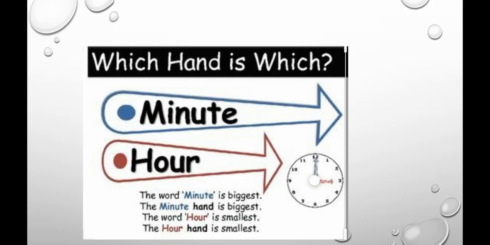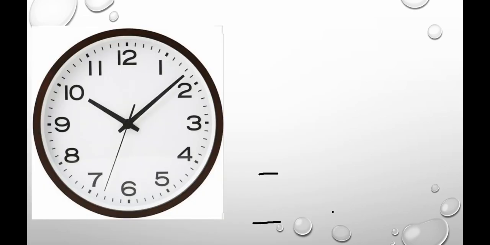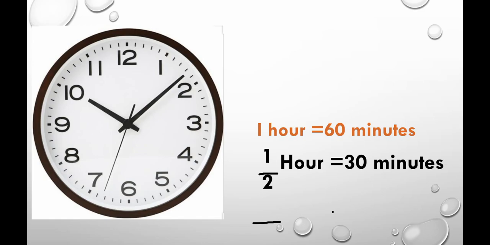Just a trick to remember which hand is which. Minute is a long word, so it is the longest hand. Hour is a small word, so it is the smallest hand, the hour hand. That is hour hand and minute hand, just to remember. Now in a clock, 1 hour is equal to 60 minutes, half hour is equal to 30 minutes, 1/4 hour is equal to 15 minutes.